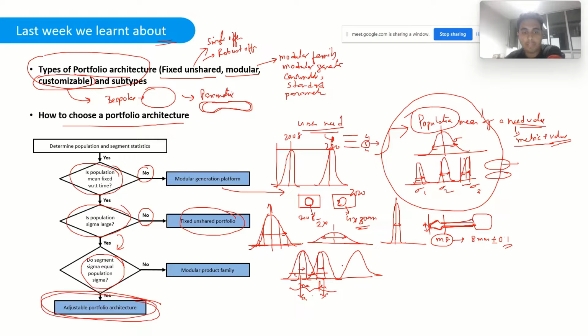Similarly, if the segment standard deviation is not as wide as the population standard deviation, then we can go for a modular product family. That means for a male person we can have a different product, and for a female user we can have a different product. So this is what is called a modular product family.